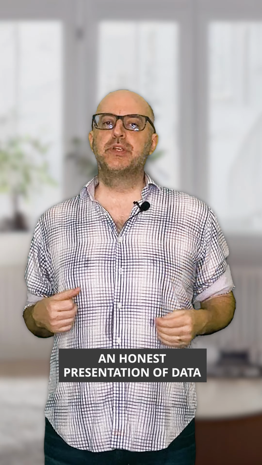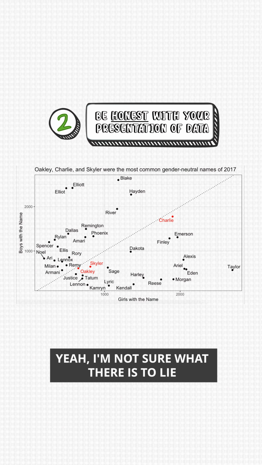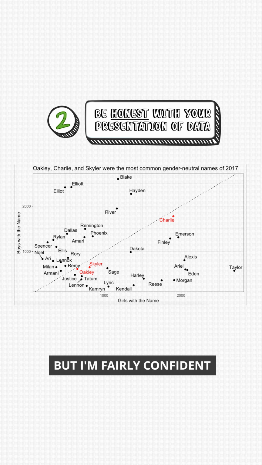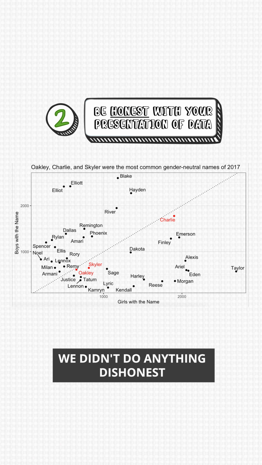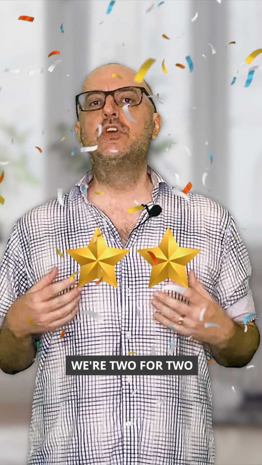2, an honest presentation of data. Yeah, I'm not sure what there is to lie about here in a graph about names, but I'm fairly confident we didn't do anything dishonest. Gold star for that. We're 2 for 2.